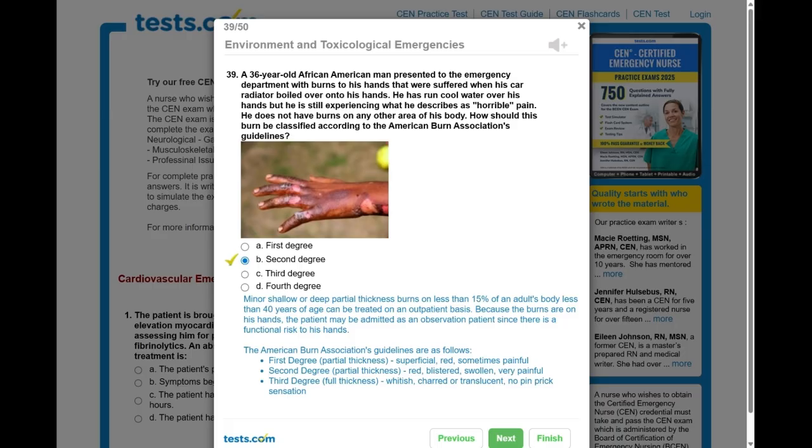The American Burn Association's guidelines are as follows. First degree, partial thickness, superficial, red, sometimes painful. Second degree, partial thickness, red, blistered, swollen, very painful. Third degree, full thickness, whitish, charred, or translucent, no pinprick sensation.